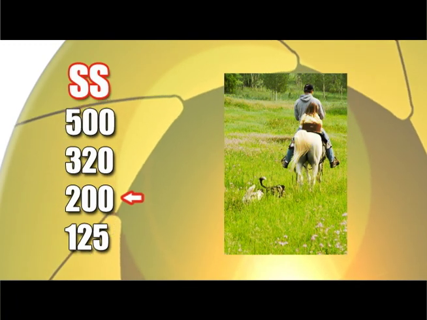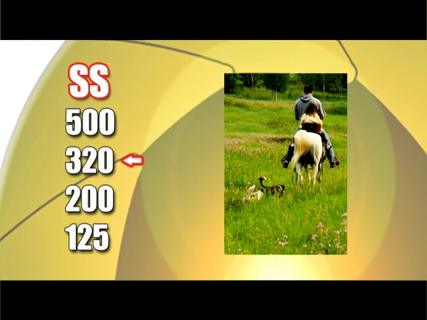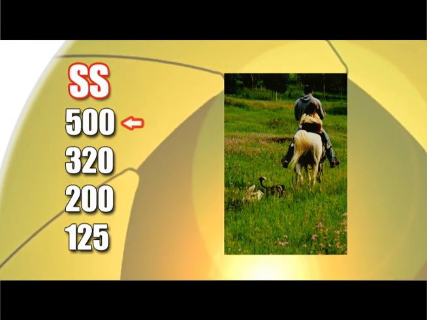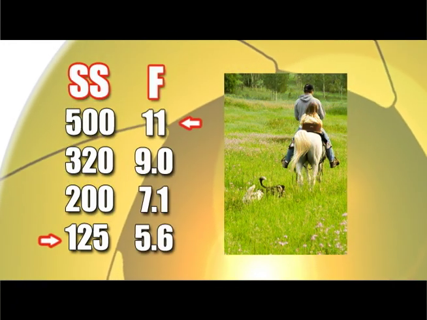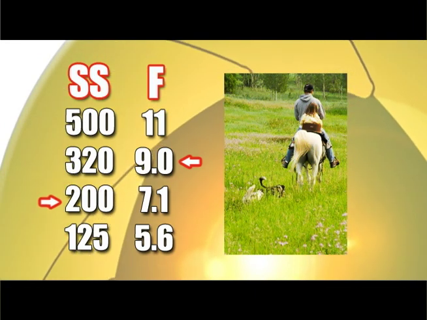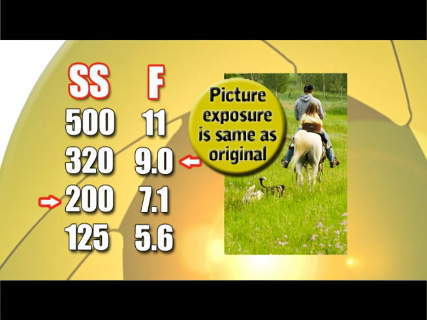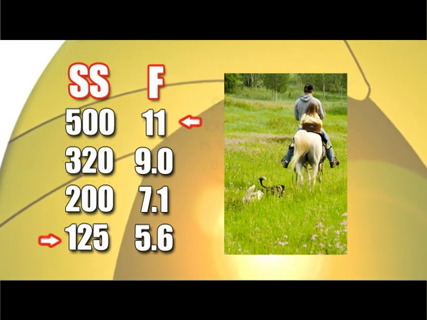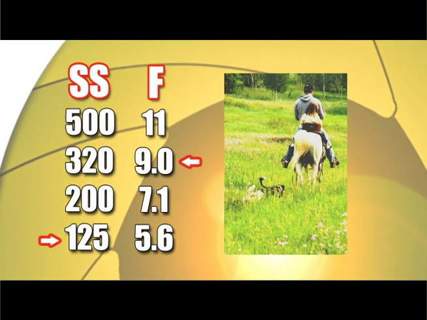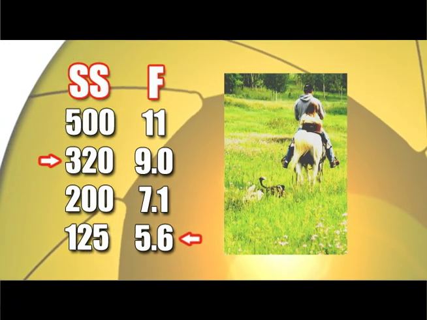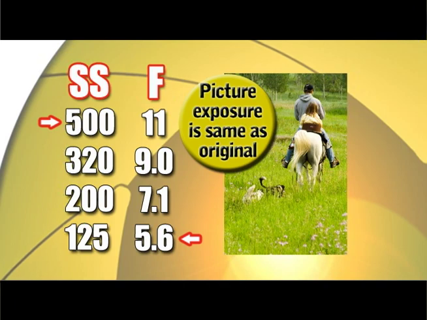By opening the aperture one stop and speeding up the shutter one stop, you'll keep the exposure constant. Opening the aperture by 2 or 3 stops and slowing the shutter by 2 or 3 stops will have the same effect on exposure. It won't change. The amount of light that reaches the sensor will remain constant, and the pictures will be just as light or dark as before.